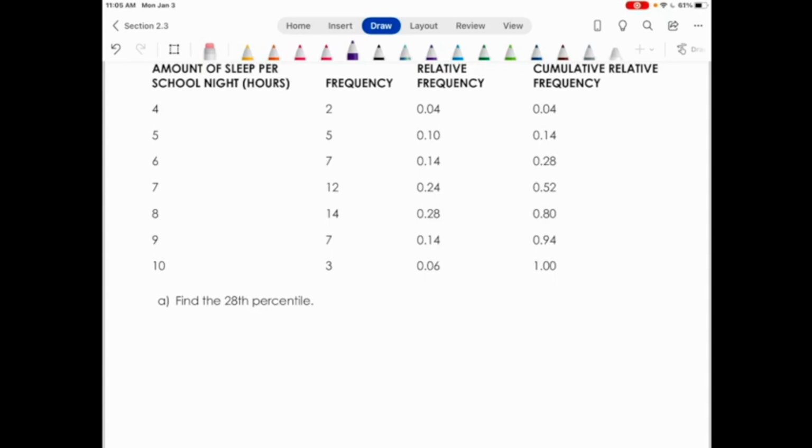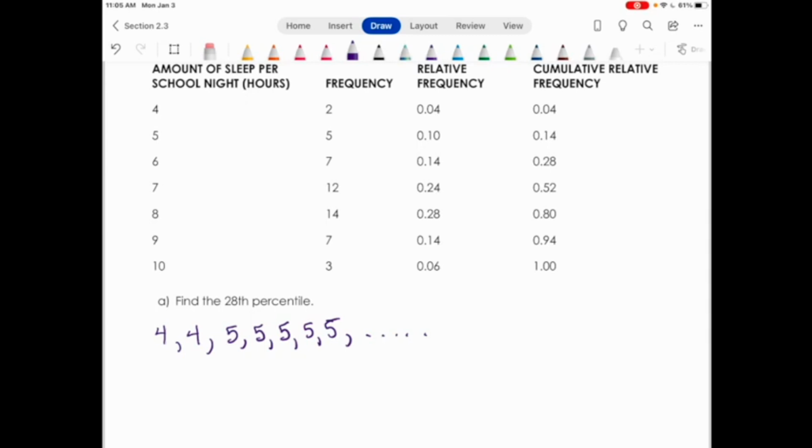So if I wanted to list this out, I would put 4, 4. There's my 2 students that said they got 4 hours of sleep. Then there were 5 students that said they got 5 hours of sleep, so then I would list out 5 five times. And then there were 7 students that said they got 6 hours of sleep, and I would continue that. I'm not going to write it all out, but you guys get the idea.